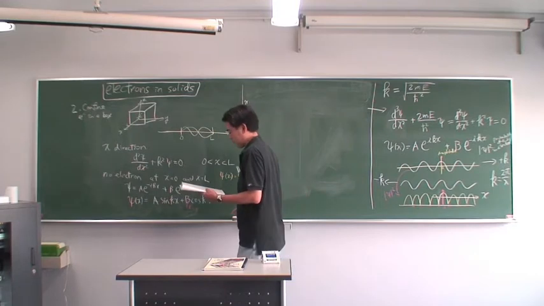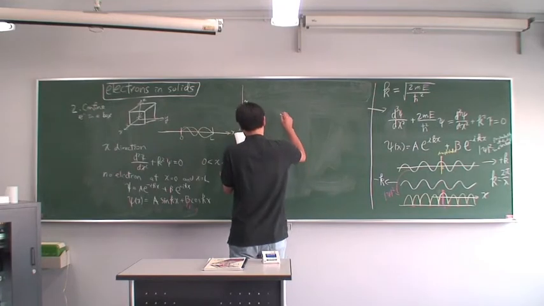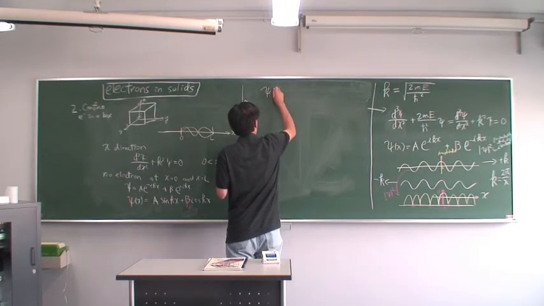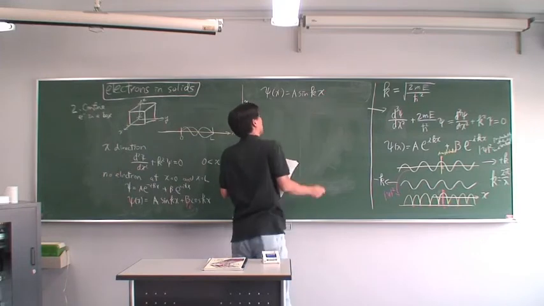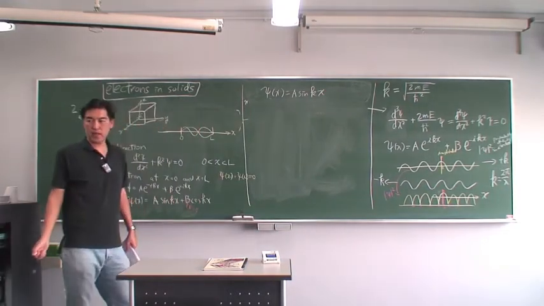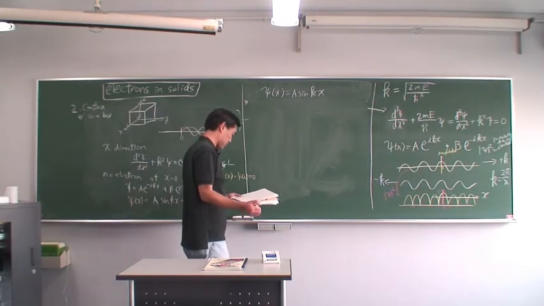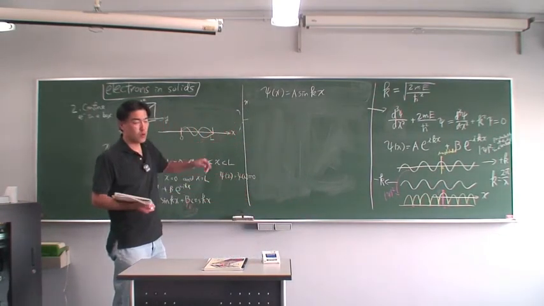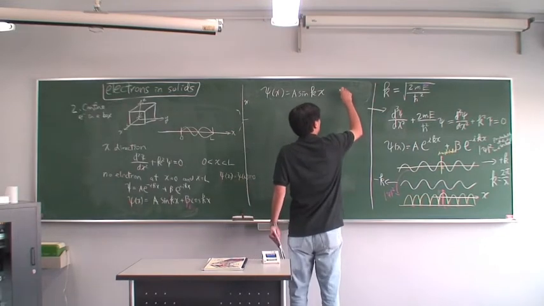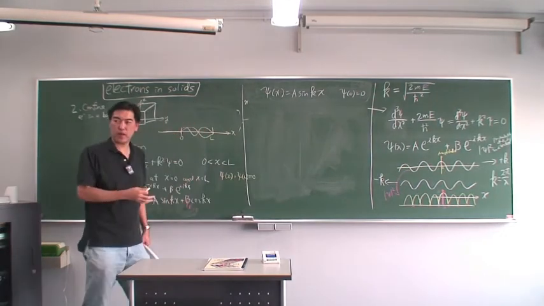We just work with this function. So now we have A sine kx, A sine kx. And this automatically assures that it is zero at the origin, right? Because it's a sine wave.